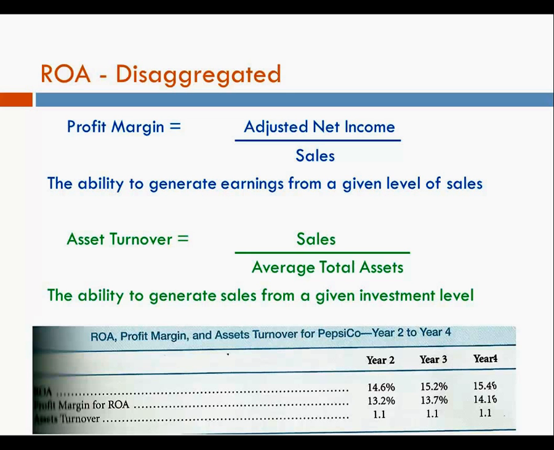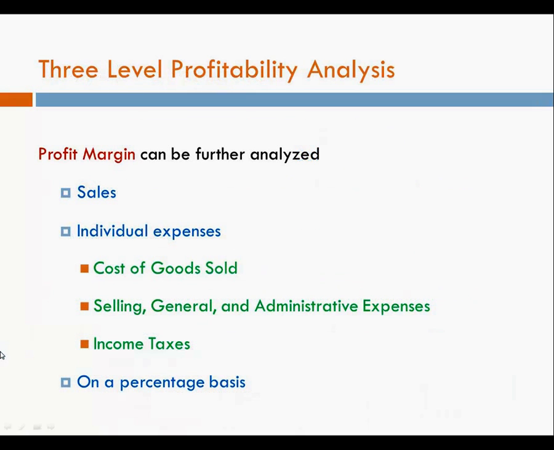And you can see that year over year, they've done something to improve their profit margin. Their asset turnover hasn't changed. They've improved their results year over year by improving their profit margin. You can break down profit margin by really looking at it on a percent basis, understanding the components of profit margin.